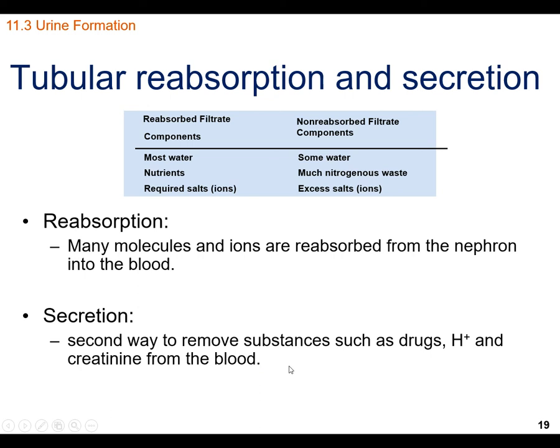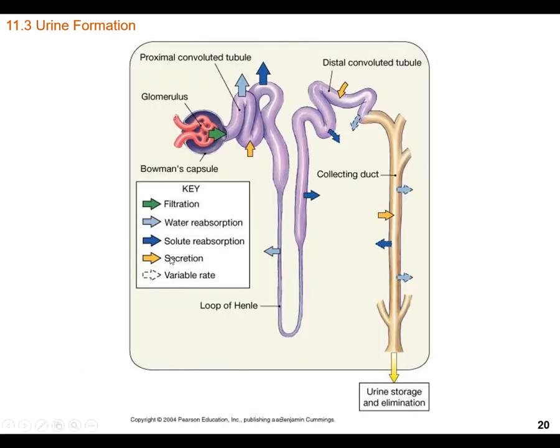The last stage of this is tubular secretion. Remember, we had some things like drugs, a few hydrogen ions, even some creatine that's just too big to cross across the glomerulus. We have to physically secrete using ATP, and that'll happen at the end of the nephron in that distal convoluted tubule. So let's look at this a little more closely.